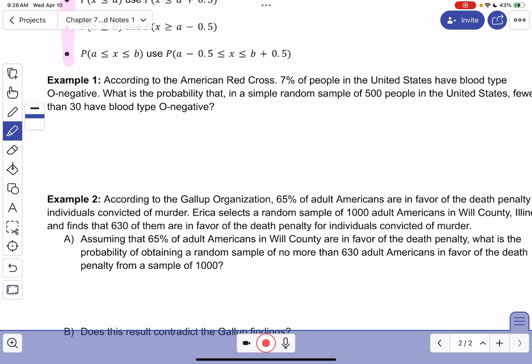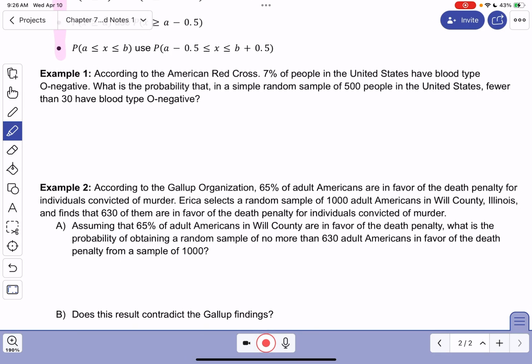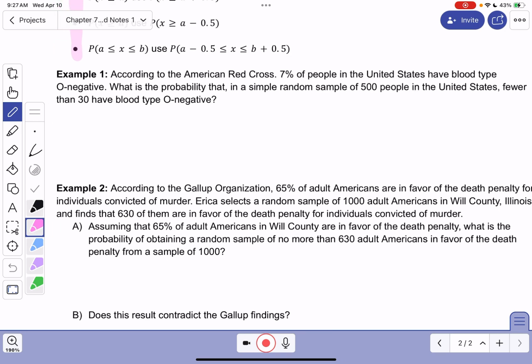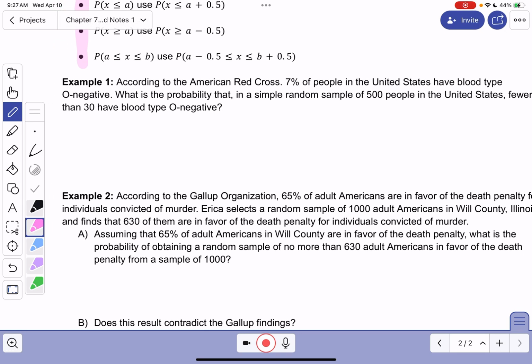Example 1. According to the American Red Cross, 7% of people in the United States have blood type O negative. What is the probability that in a simple random sample of 500 people in the United States, fewer than 30 have blood type O negative? We could do binom CDF like we did in 6.2. It's a binomial experiment, but let's check and see if we can approximate that with the normal.